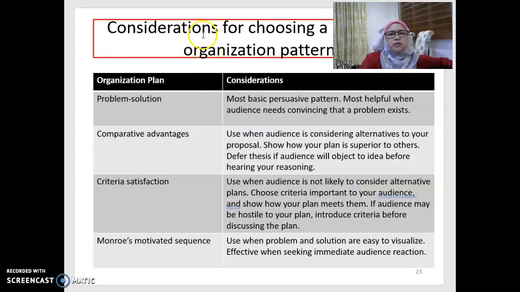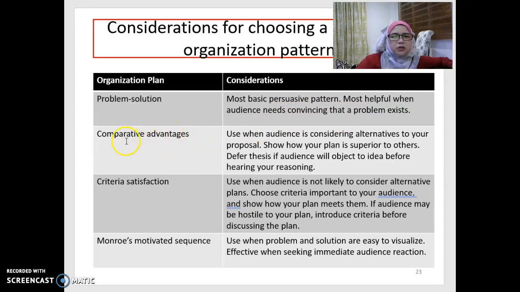Okay, now for a recap. Considerations for choosing a persuasive organization pattern. So here, if you talk about problem solution, these are the things that you need to think of. Firstly, it is the most basic persuasive pattern, and it is the most helpful when the audience needs convincing that a problem exists.